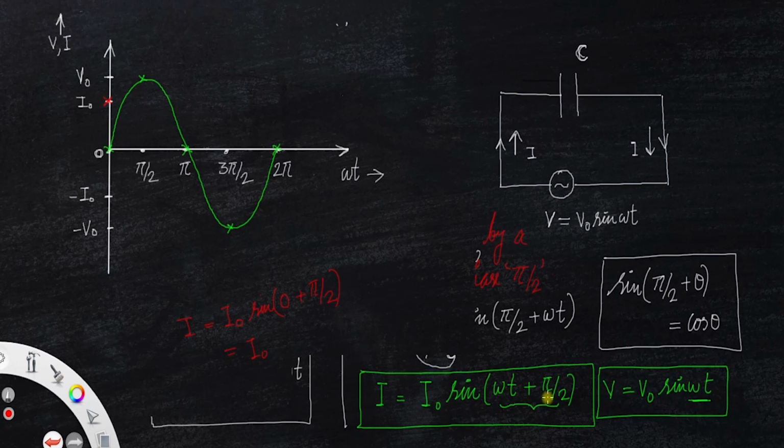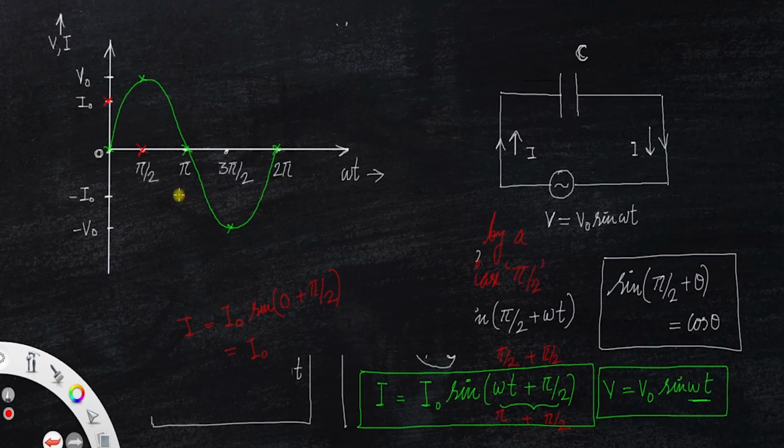When omega t equals pi by 2, that is pi by 2 plus pi by 2, it becomes pi, then I equals 0, since sine pi is actually 0. Again, if you take omega t equal to pi, pi plus pi by 2 becomes 3 pi by 2. Sine 3 pi by 2 is minus 1. So I becomes minus I0 at omega t equal to pi.